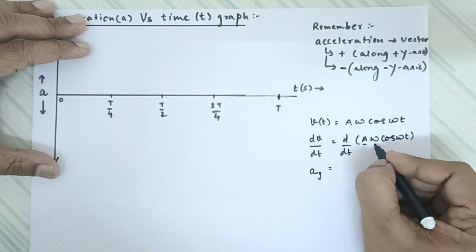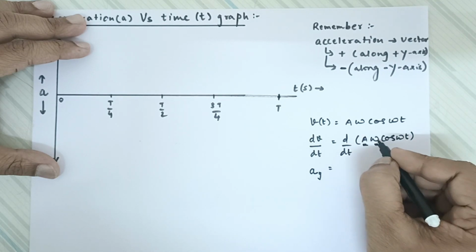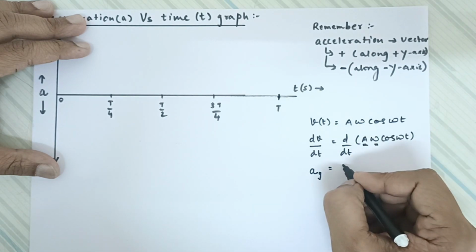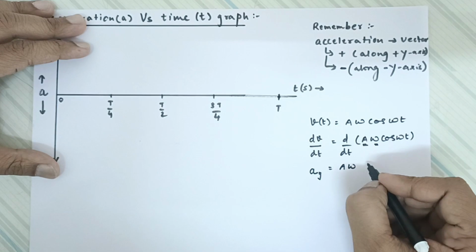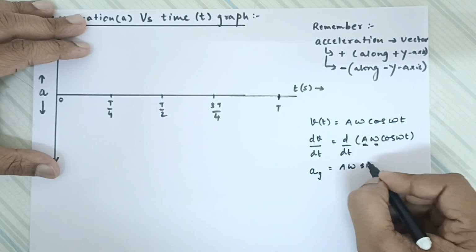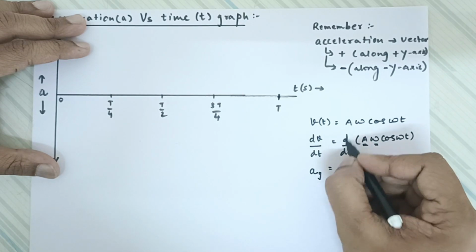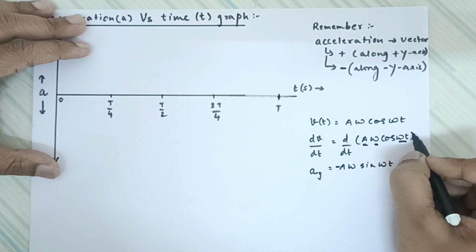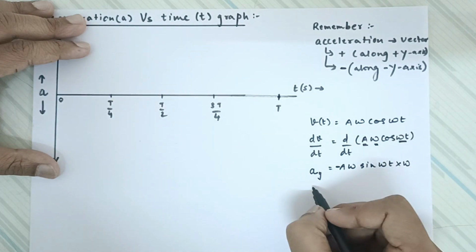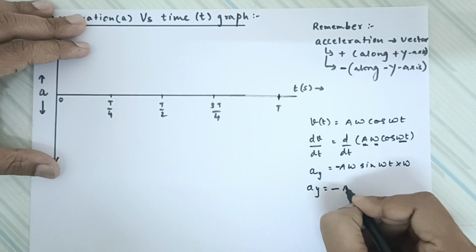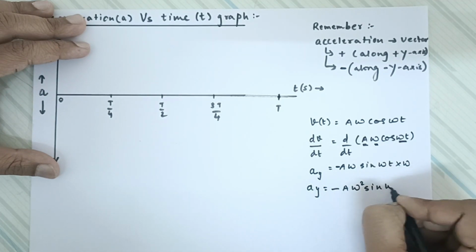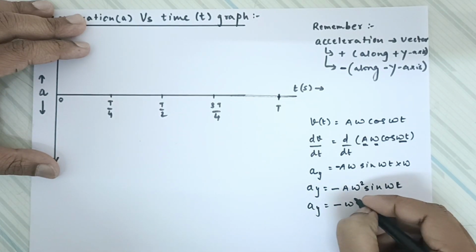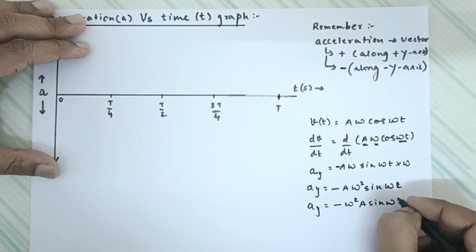Now a and omega are constants. Amplitude a, and omega is 2 pi by T, the angular frequency, so these two are going to come out, a omega. And the differentiation of the cos function with respect to time is sine omega t, but negative. d by dt of cos omega t is minus sine omega t. Applying the chain rule, the differentiation of omega t is omega. So the acceleration is minus a omega square sine omega t. Just rearranging this a little bit, ay is equal to minus omega square a sine omega t.